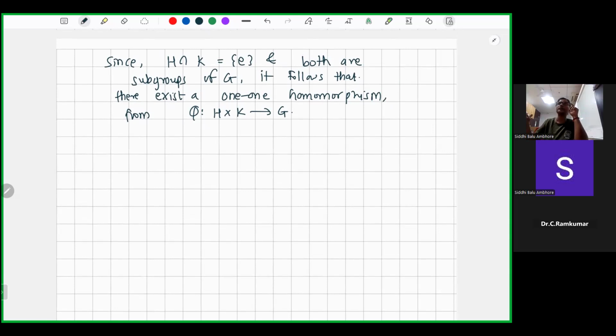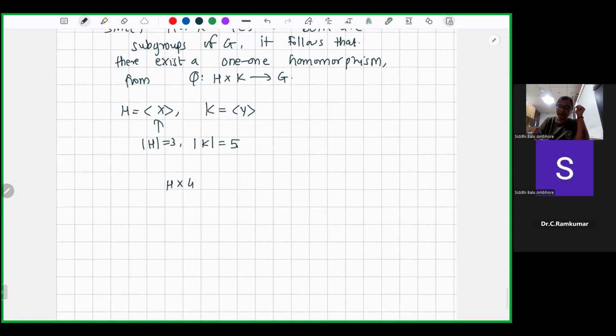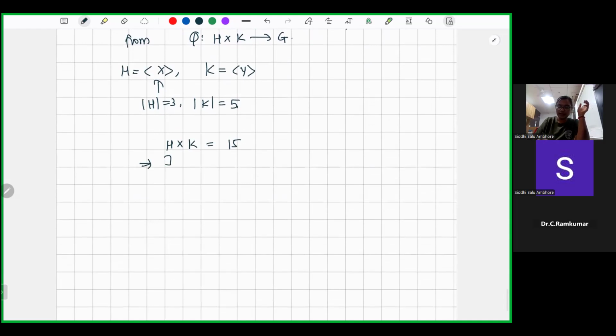Okay, so there exists one homomorphism from H cross K to G. And once I have that, since H is generated by some x and K is generated by some y, we can choose them such that the order of H is 3 and the order of K is 5, then we know the order of this H cross K will be 15.